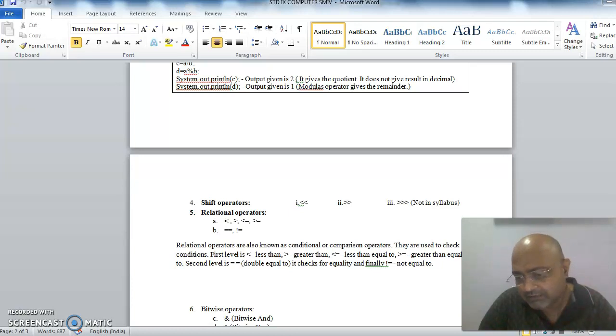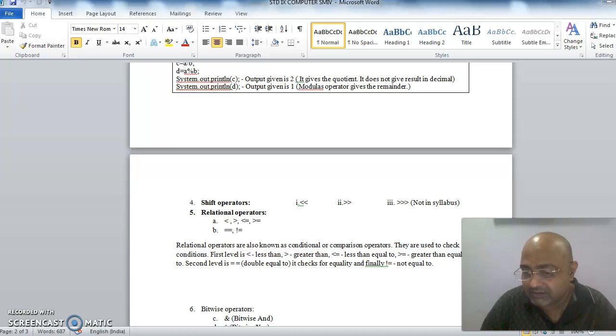Now, when do we write conditions? How do we write conditions? That is going to be the next chapter, so we need not worry about them. But remember, whenever we are writing conditions, we are going to use these conditional operators: less than, greater than, less than equal to, greater than equal to are at a higher level than double equal to and not equal to. Now, there is a hell of a lot of difference between single equal to and double equal to.